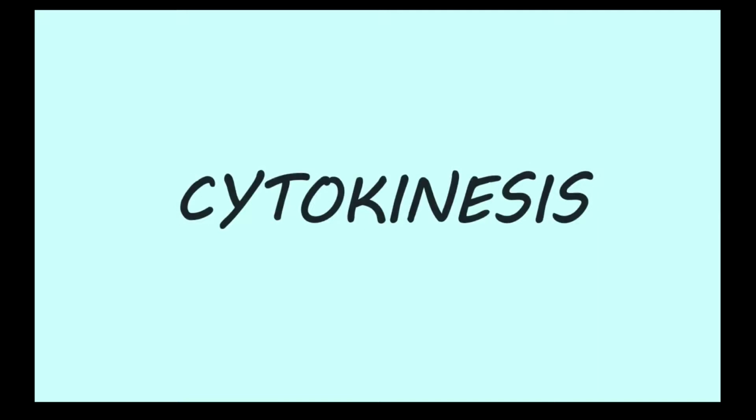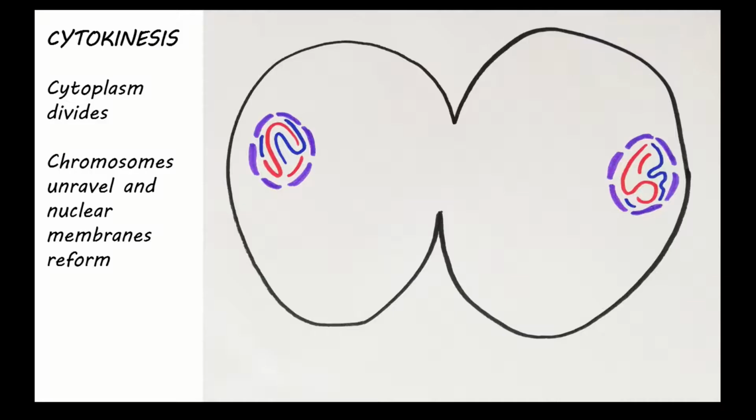Finally, the cytoplasm divides in 2. This is called cytokinesis. Mitosis produces 2 genetically identical daughter cells. This process is occurring constantly in living organisms, allowing them to grow and to repair damaged tissues.